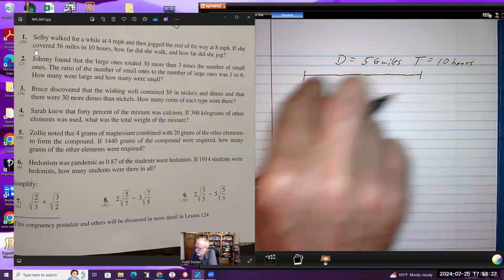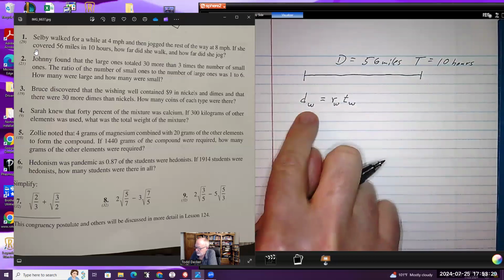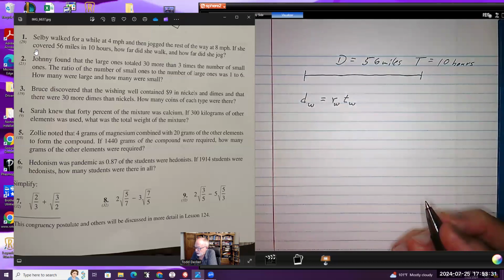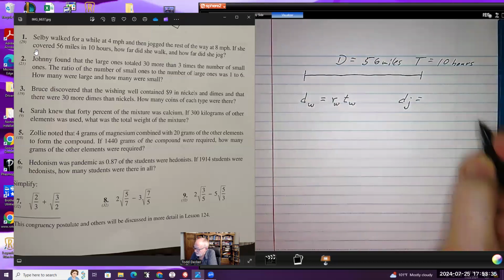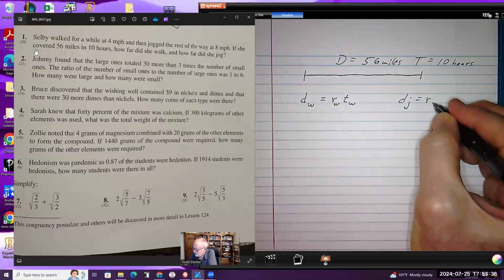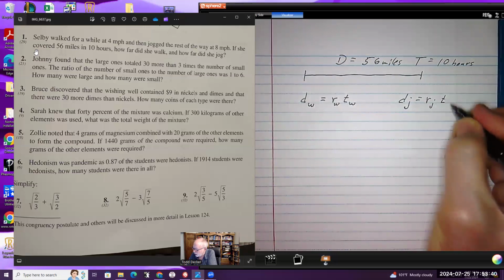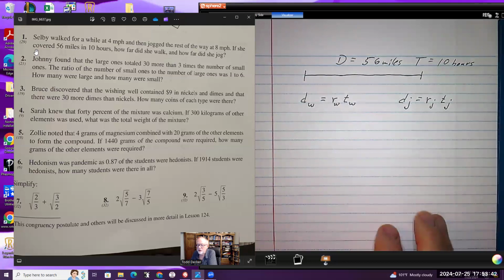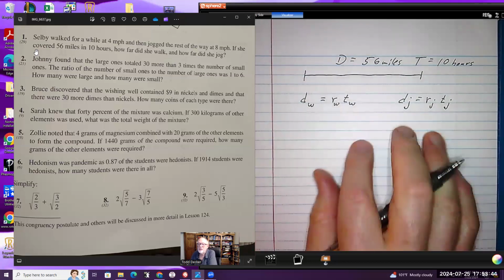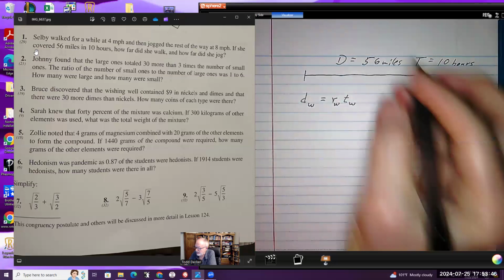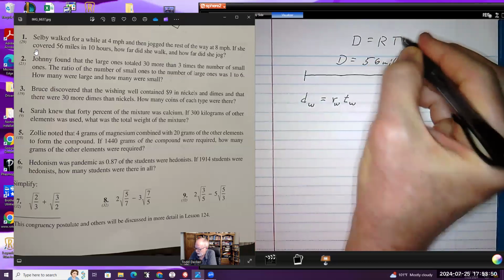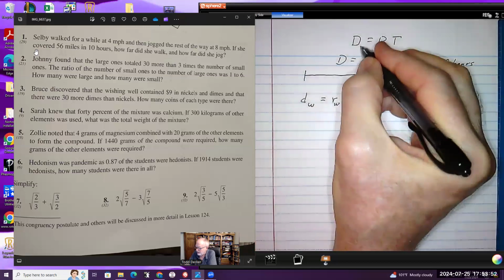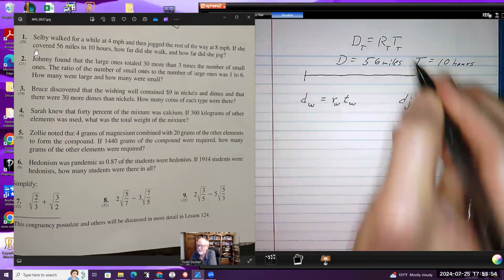So this is the formula for distance equals rate times time, and I'm putting a sub W to talk about walking. And we also have a distance that she jogged, and there's a rate that she jogged at and a time frame that she jogged. So we're really doing these two formulas. We also have the main, right? Distance equals rate times time, but this is total. We could put a T here, right?